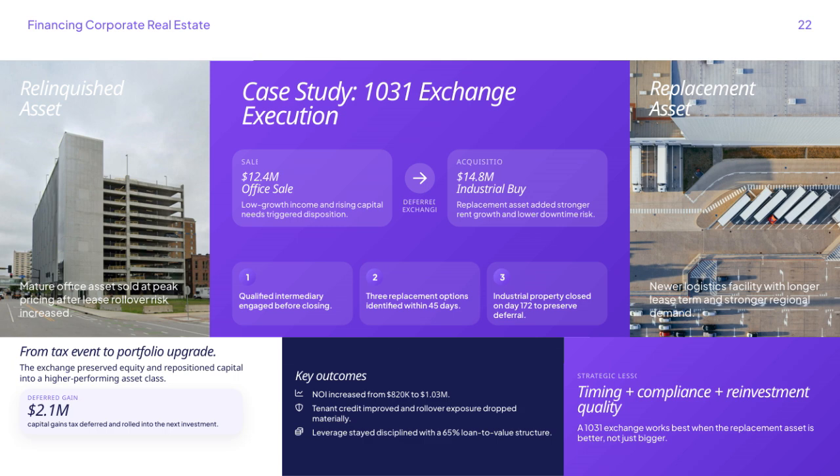deferral. As a result, $2.1 million in capital gains tax was deferred and rolled into the new investment. Key outcomes included an increase in net operating income from $820,000 to $1.03 million, improved tenant credit quality, and significantly reduced rollover exposure. Additionally, leverage remained disciplined at a 65% loan-to-value ratio.